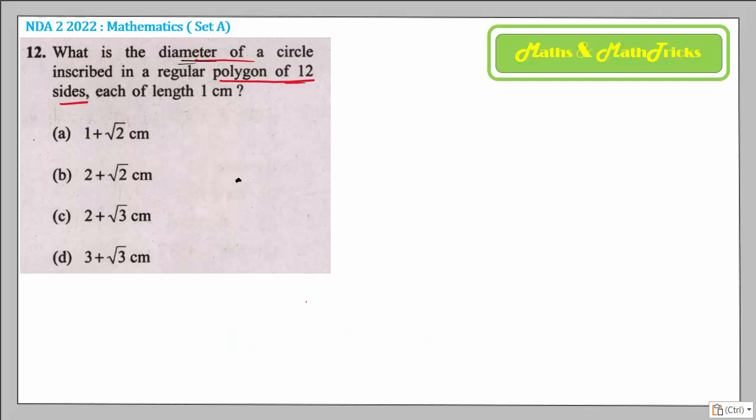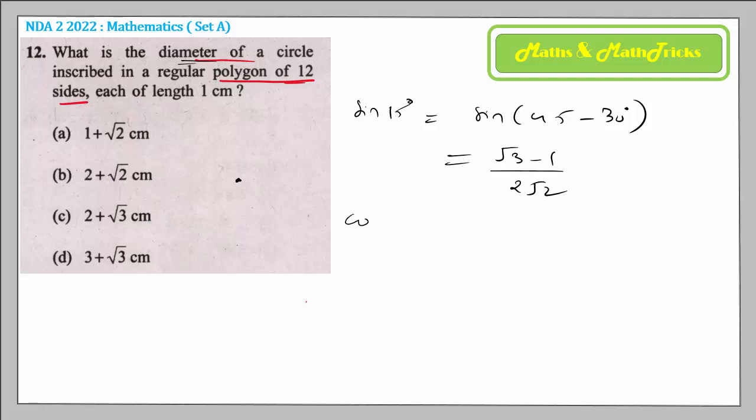Now, sine 15 degrees, how do you calculate it? Sine 15 is sine of (45 minus 30) degrees. When you calculate this by the formula sine (a minus b) equals sine a cos b minus cos a sine b, you are going to get (root 3 minus 1) by 2 root 2. And then sine 75: what do you do? Sine of (45 plus 30). So this is definitely (root 3 plus 1) by 2 root 2.